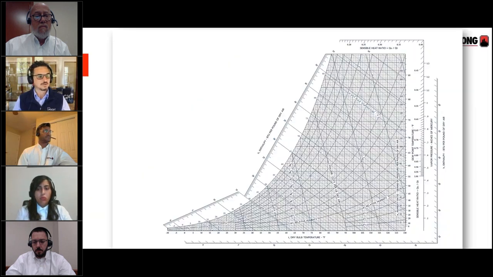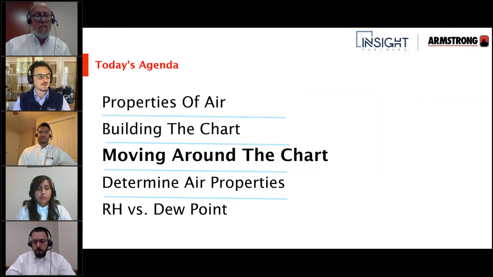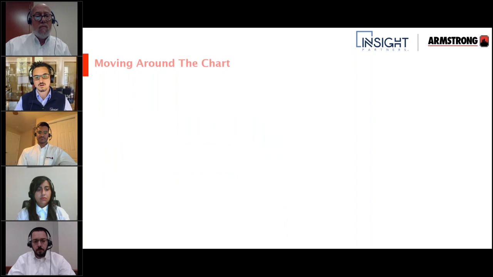All right, so we'll go back now to the chart. If there's any questions on that, by the way, please put them in the chat. So we looked at the properties of air. We talked about how the chart's put together. We did some examples of plotting some of the psychrometric properties. Now we're going to move around the chart, and this is called basically psychrometric processes. So we looked at properties.